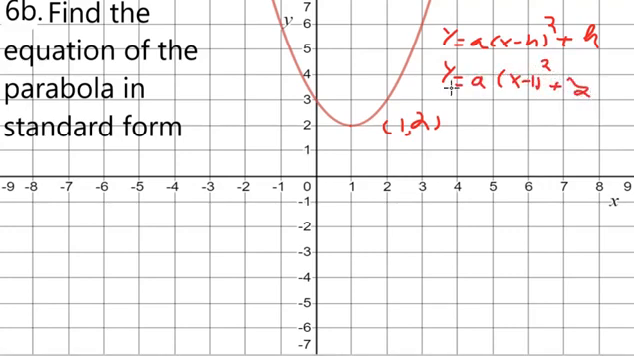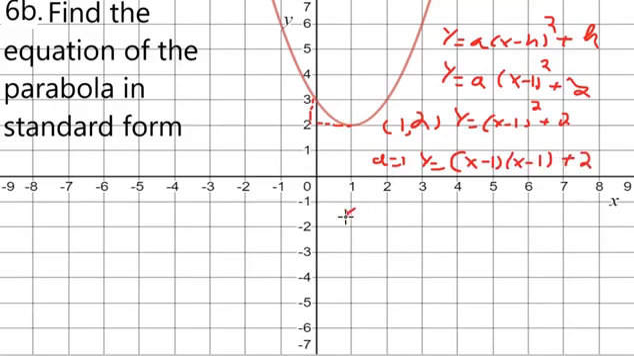Now I need to figure out a. Well, when I move over 1 from the vertex, I go up 1. So that tells me there's no stretch or shrink, so a is 1. So I get y equals x minus 1 squared plus 2. Now I just need to convert that into standard form. So to do that, I'm going to distribute. So I get y equals x minus 1 times x minus 1 plus 2.